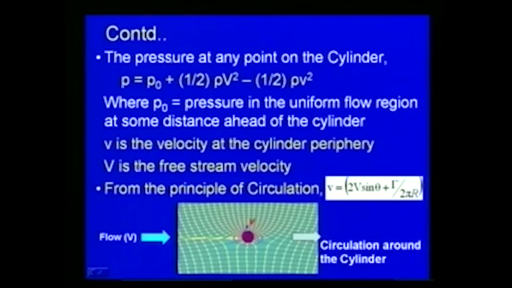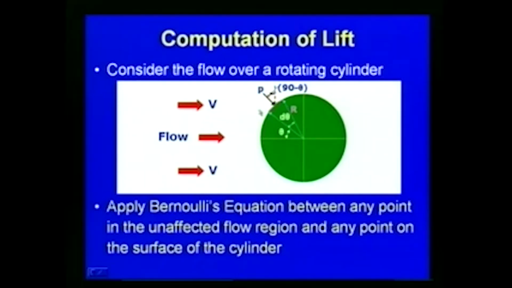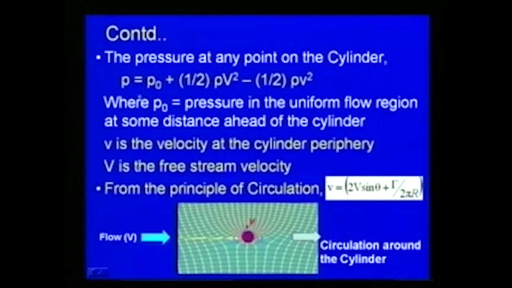So, we can write the pressure at any point P on the cylinder. If we consider P0 as the pressure outside the cylinder, which is not affected, then P is equal to P0 plus half rho capital V square minus half rho small v square, where capital V is the free stream velocity and small v is the velocity at the cylinder periphery.